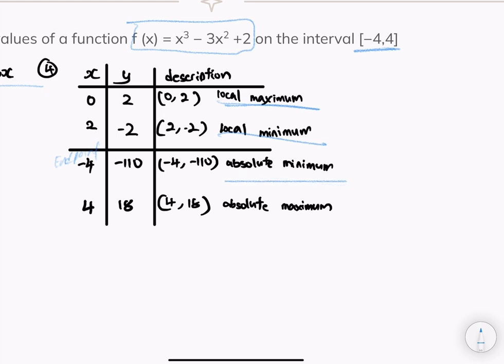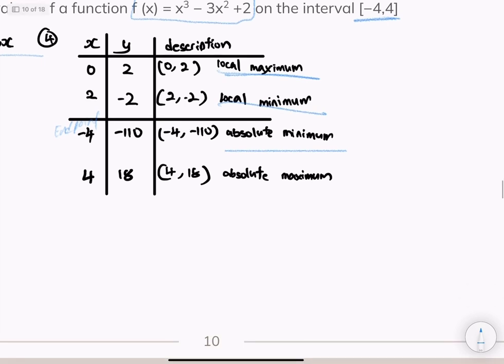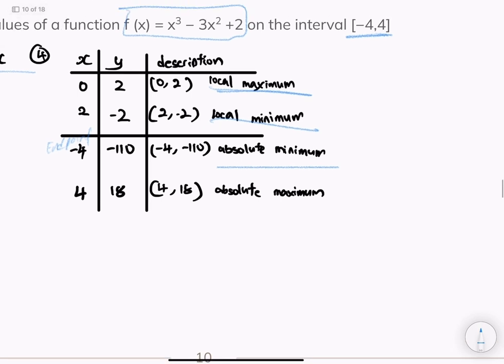Always remember, endpoint cannot be local minimum or maximum. It only can be absolute minimum or maximum. And for x equal to 4 and y equal to 18 is absolute maximum.